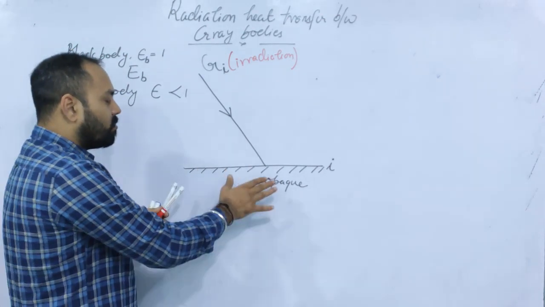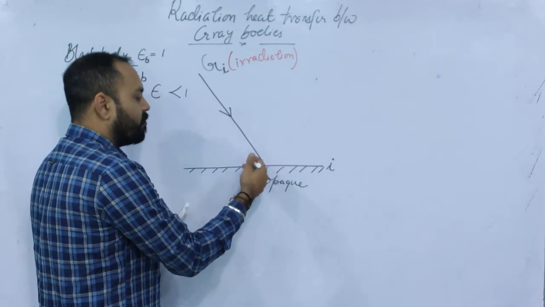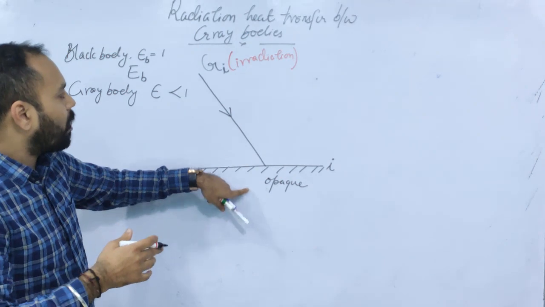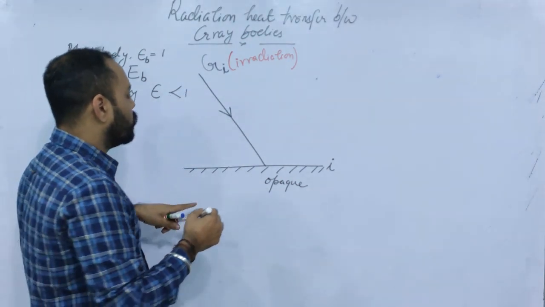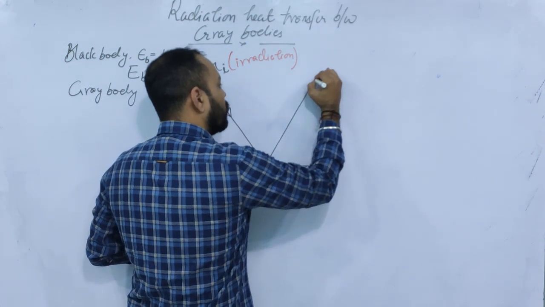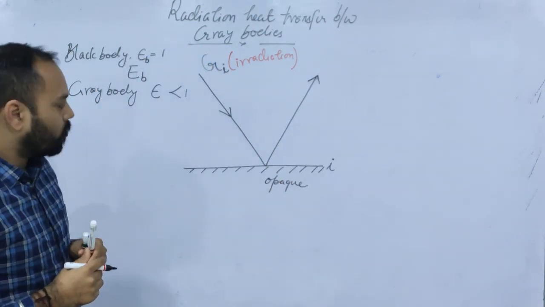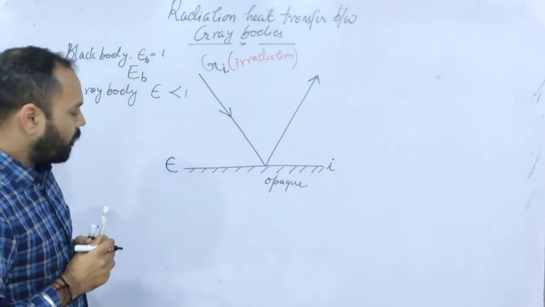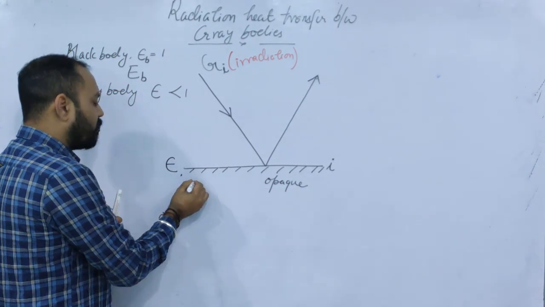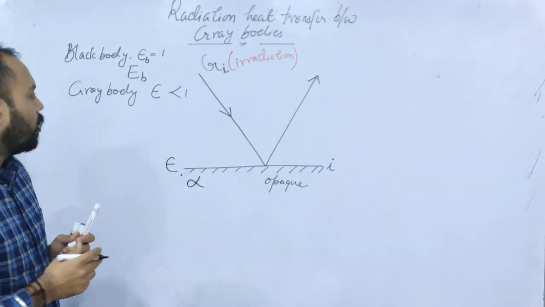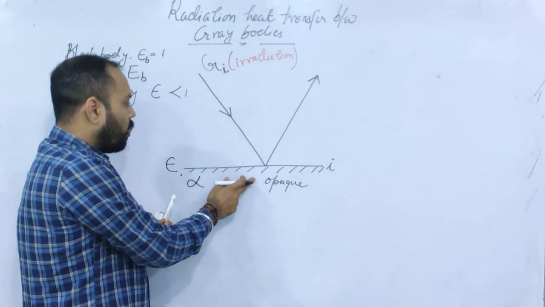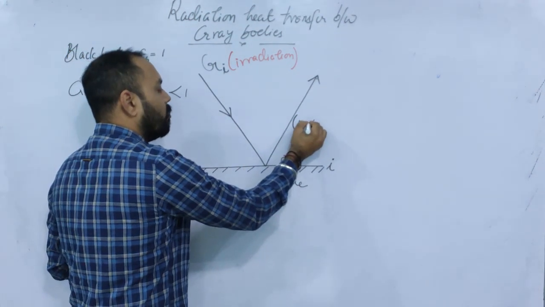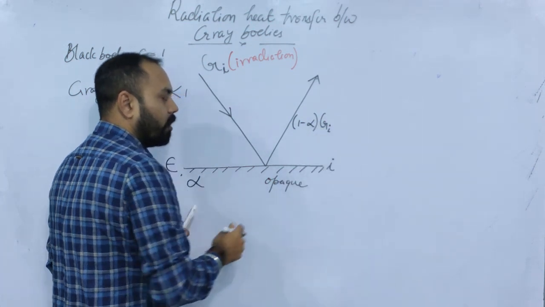Getting my point? Now because it's a grey body, its value of absorptivity is not equal to 1. So not all the radiation will be absorbed, right? Some part of this radiation must be reflected. So suppose some part of this is getting reflected, right? So let's say that it's a grey body having emissivity epsilon and absorptivity alpha, right? So if Gi is the incident radiation on this body, the part alpha is going to be absorbed, while the part 1 minus alpha of Gi will be reflected.